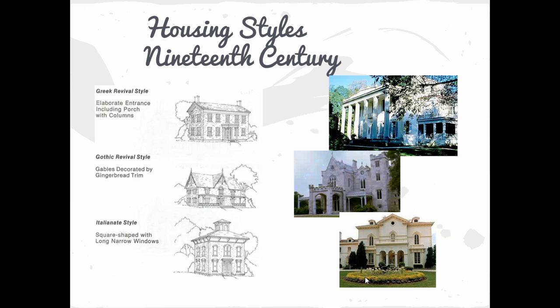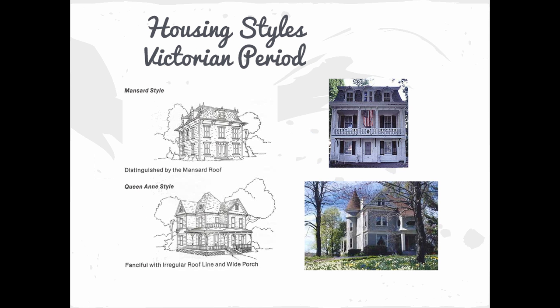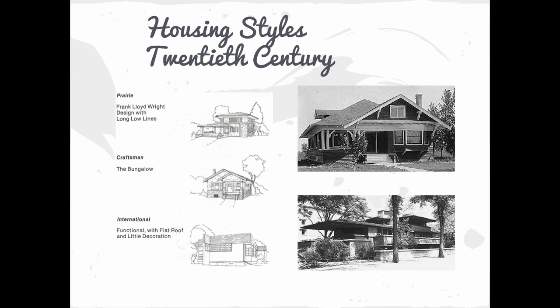And then we move into the 19th century housing styles, which is the Greek revival. Again, more of the columns. The Gothic revival, which looks more like a castle. And then we have the Italian style, which just looks more formal, very artistic looking with lots of features. And then we move on to the Victorian period, which is the mansard style. You can see an example of that here. And then the Queen Anne, which is, again, we're moving back towards more of a castle style. And again, all these pictures will be for reference for you.